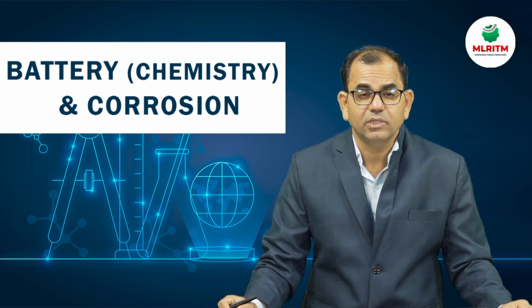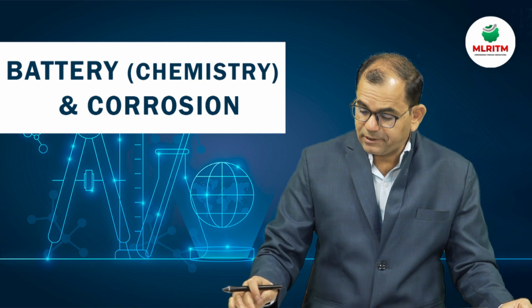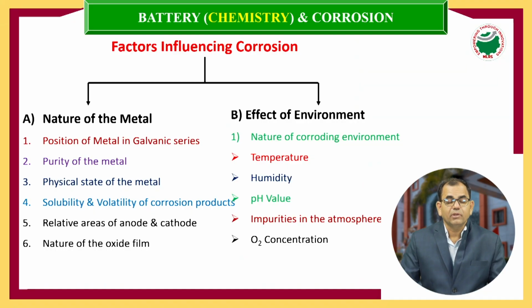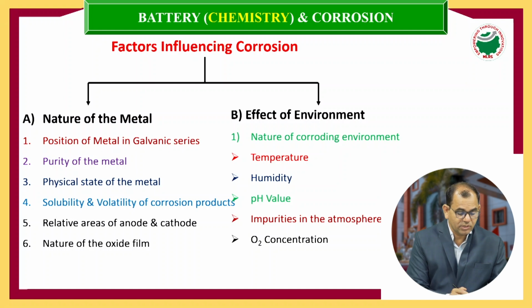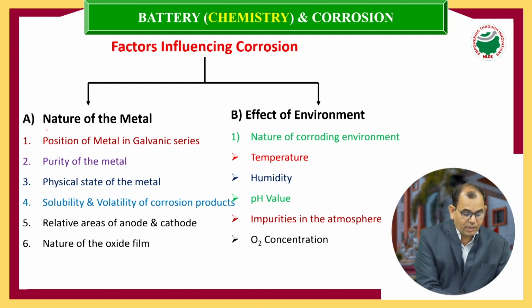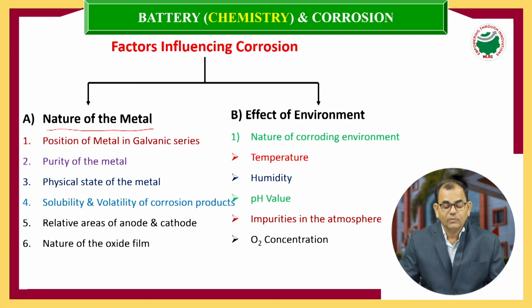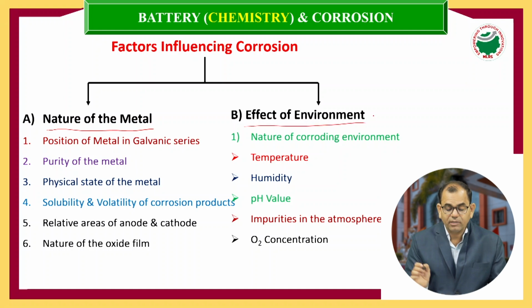And in a salt environment, how corrosion will be faster than in the normal environment, and how temperature is related to corrosion, and many other factors which mostly influence corrosion. Here we can see majorly two types of factors affecting corrosion. The first one is the nature of the metal, and the second one is environmental factors.